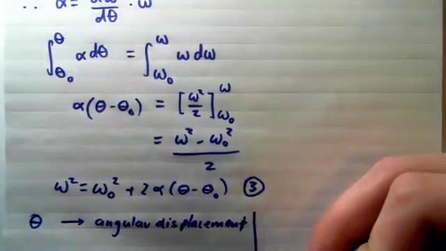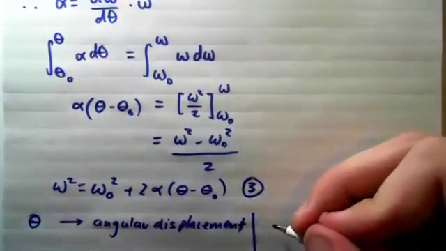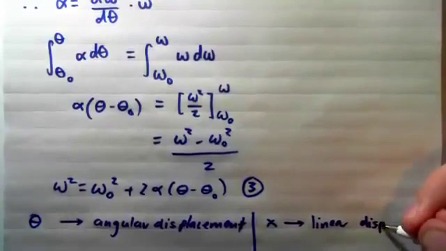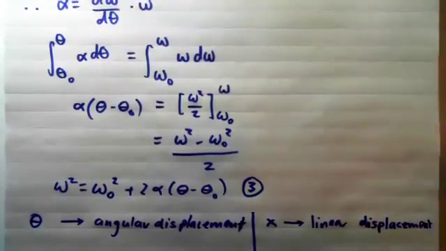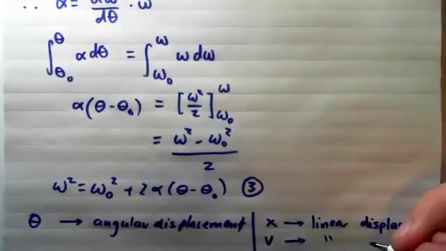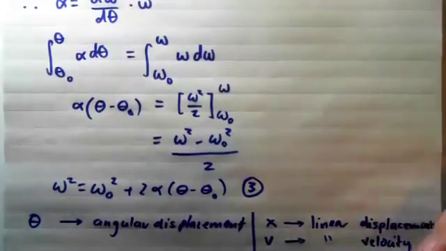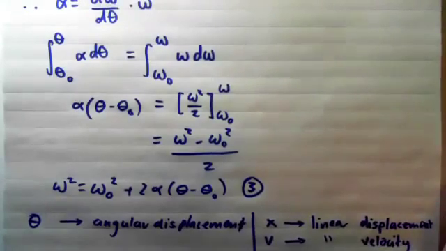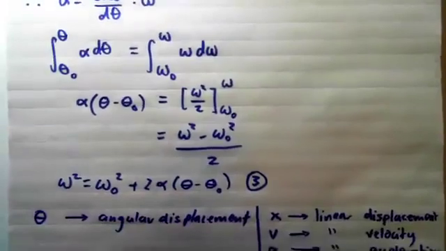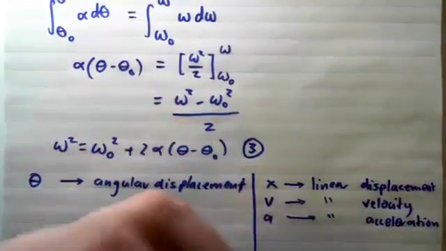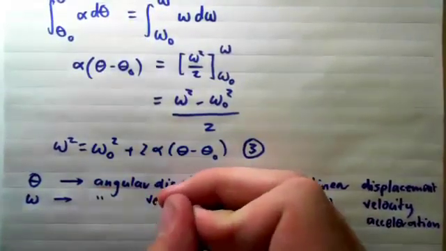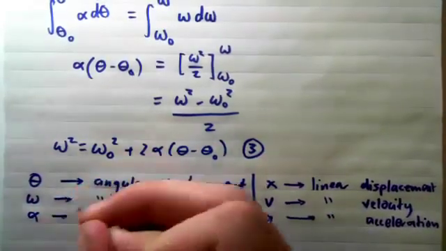but in linear terms, we'll just draw up a separation here. We'll usually use x as our displacement. Now we'll use v and a, so they're our linear velocity and linear acceleration, represented by v and a, and we've just shown above that our omega is our angular velocity and alpha is our angular acceleration.